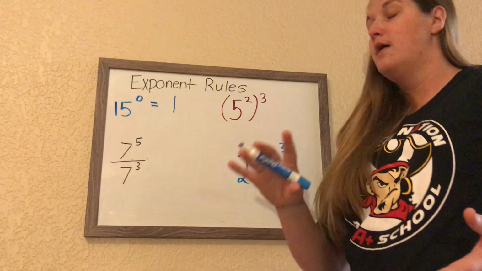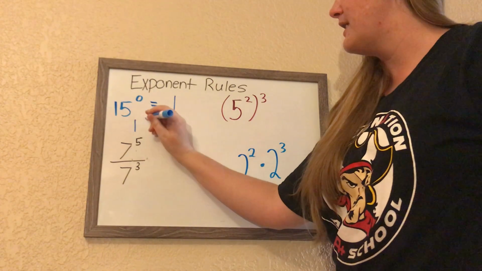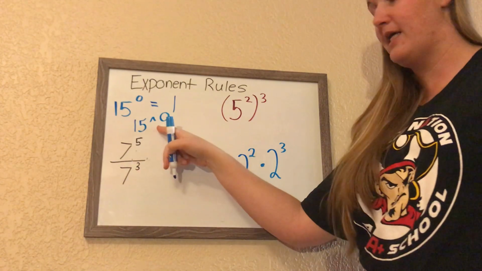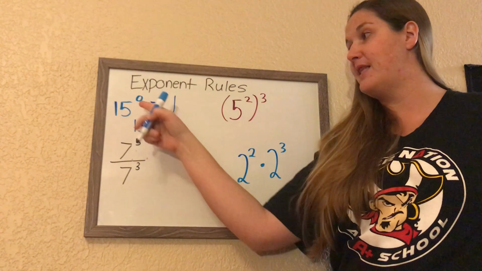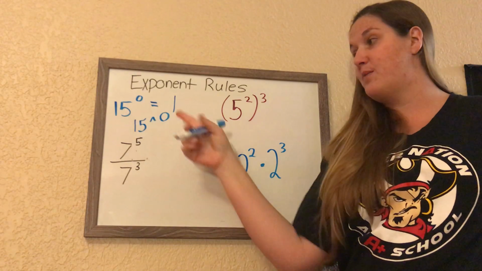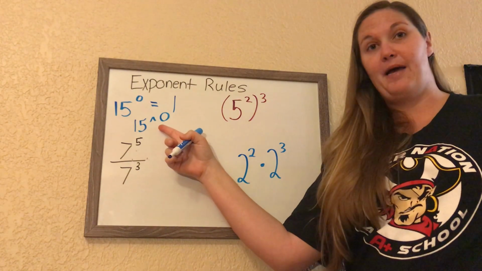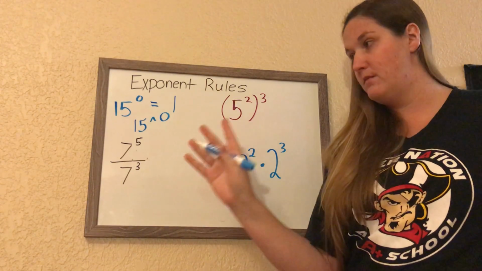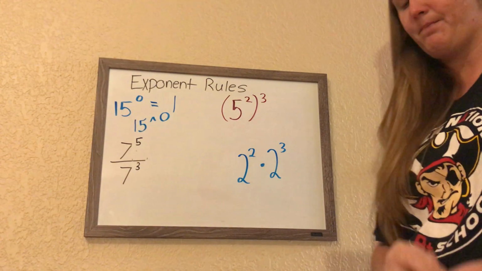Just as a point of interest, you may see it written with a little arrow like that. Okay, so if someone's typing on the computer and they don't know how to make the exponent small, they may use the up arrow and then the number. Okay, that means raised to the power, just in case you see that notation.